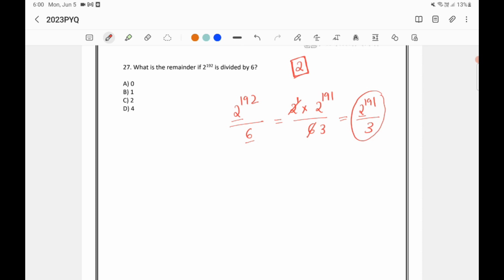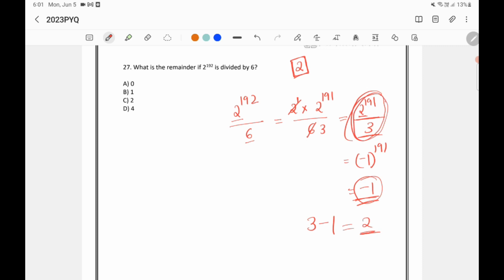As I already told you, when 2 is divided by 3, the negative remainder is minus 1, because 2 is 1 less than the multiple of 3. So you can write it as minus 1 raised to 191. Minus 1 raised to 191 is minus 1. So we got that when 2 raised to 191 is divided by 3, the negative remainder is minus 1. We need to convert it into a positive remainder, right? So we take this minus 1 and subtract it from 3. So 3 minus 1 is 2. So 2 is the remainder when 2 raised to 191 is divided by 3.